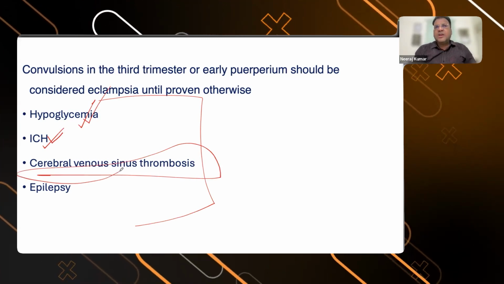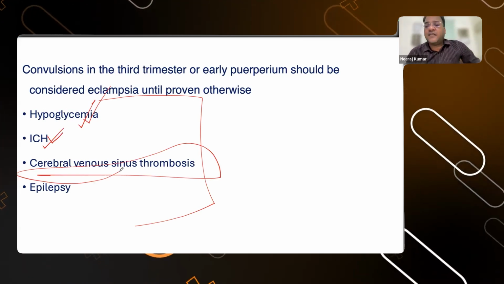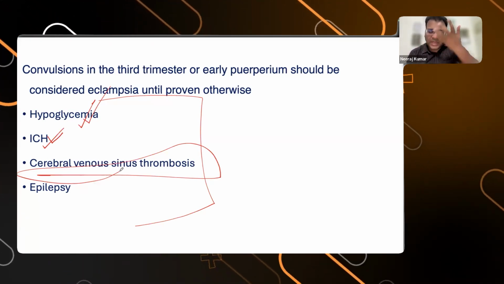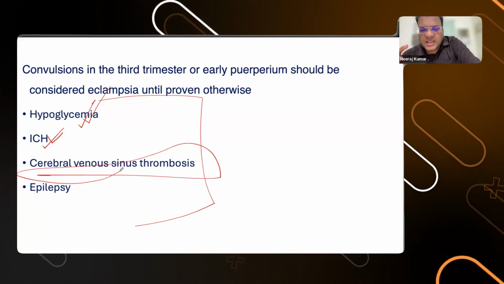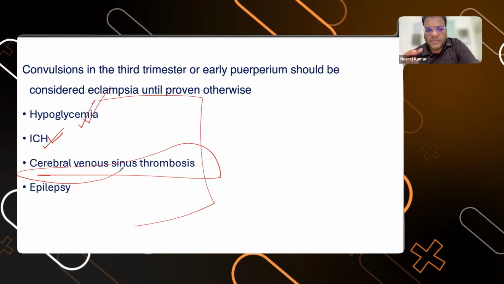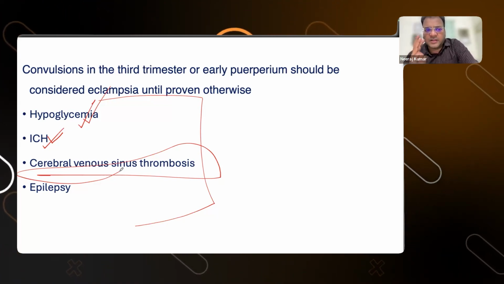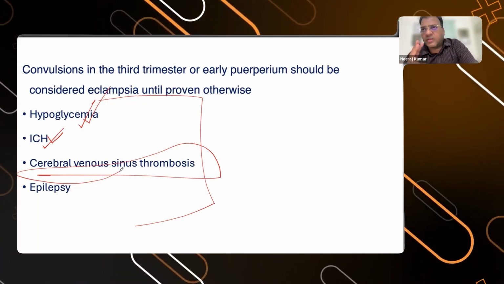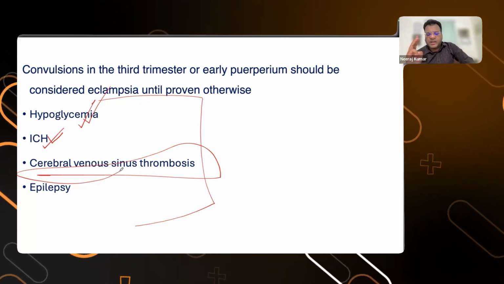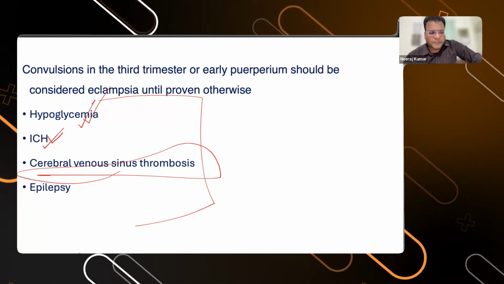If eclampsia is there, or the patient already has a history of epilepsy in the background or previous history, then CVST, cerebral venous sinus thrombosis, ICH, intracerebral hemorrhage, and hypoglycemia. So these are the three until-proved-otherwise causes for seizures in the late trimester of pregnancy or the early puerperium.